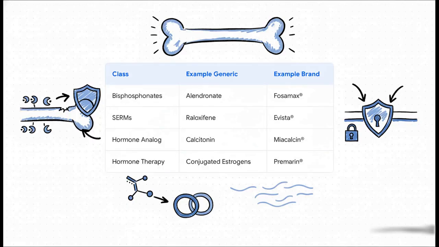Well, here are the main classes. Our frontline therapy is a class called bisphosphonates. A great example is alendronate, brand name Fosamax. Basically, they work by slowing down the cells that break down bone. We also have other options, of course, like SERMs, that's selective estrogen receptor modulators, and different kinds of hormone therapies.